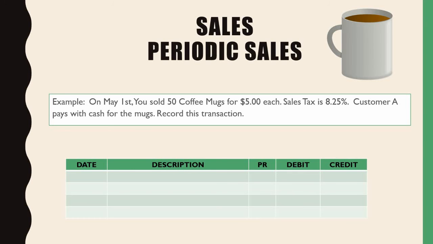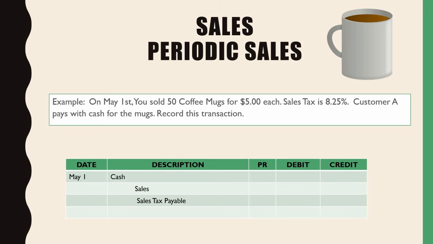Cash. Cash, good. What else? $250 sales. $250 sales, good, correct. And the sales tax is 250 multiplied by 8.25 divided by 100. This is the sales tax. Okay, good. So we debit cash, and credit sales and sales tax.